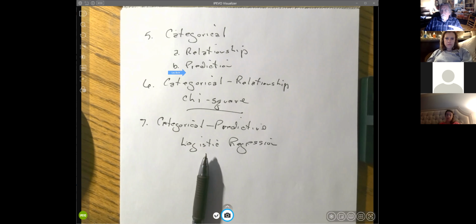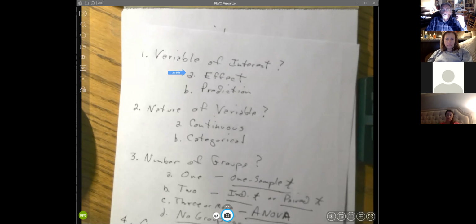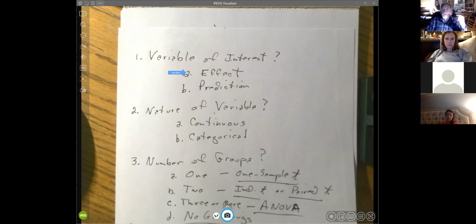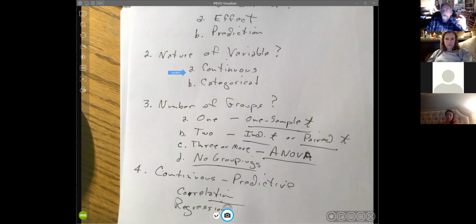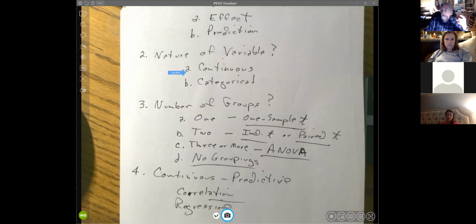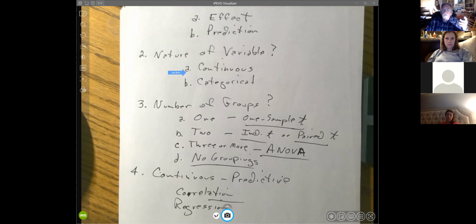And so those are the questions, kind of the process that goes in my mind when I see a set of data and somebody tells me they want to answer a particular question. In my mind, I go through this process. What's the variable of interest, or what's the thing that we're going to be trying to work with? Is it an effect variable? Is it a predictive variable? The nature of the variable of interest, continuous versus categorical, number of groups if it's continuous.